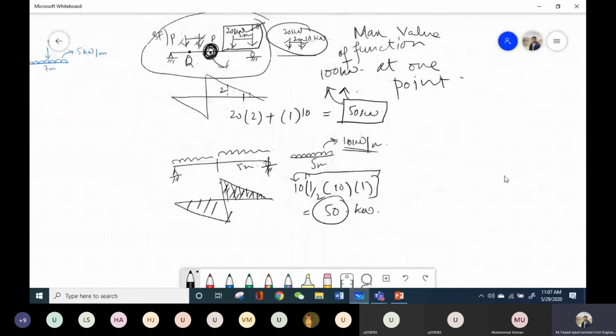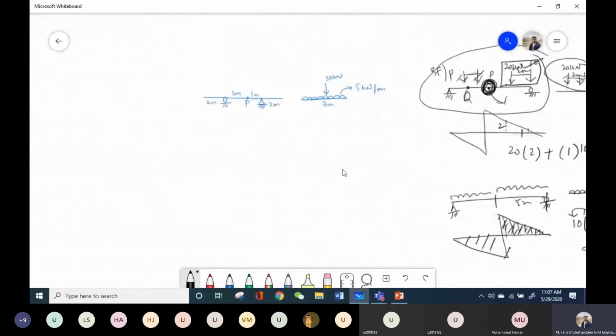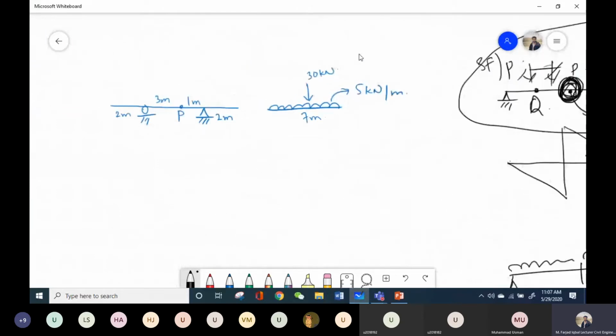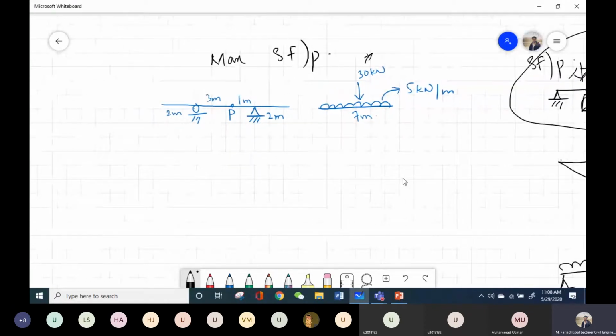Let's solve one example to understand this concept better. For example, this is a beam, and I want to calculate the maximum shear force at point P. And these are my two moving loads. One is the UDL of 5 kilonewton per meter, and the length of UDL is 7 meter. And another one is this point load of 30 kilonewton. So our first step is the same, that I have to plot the influence line for this beam.